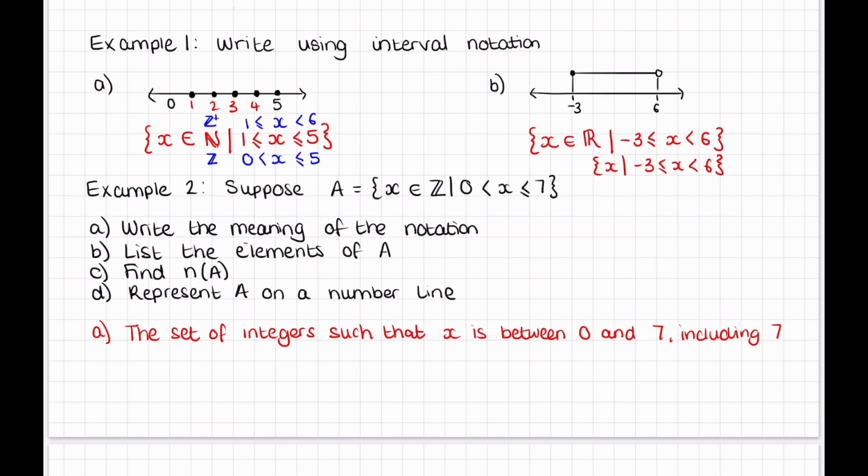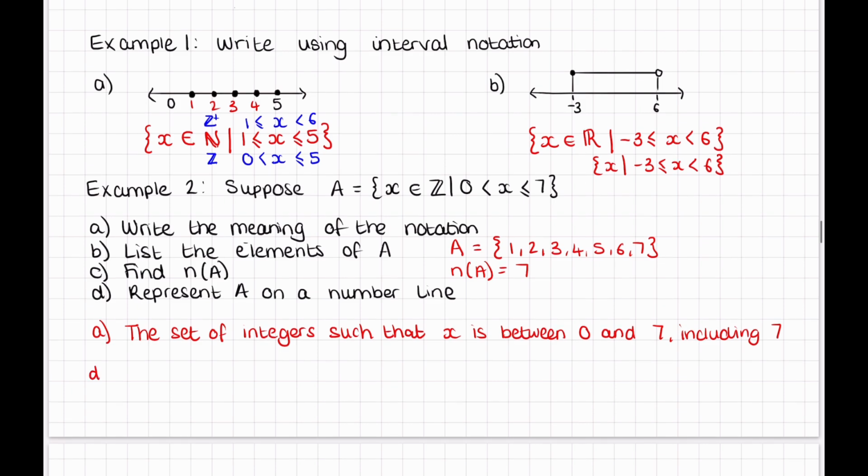Part B lists the elements of A. I'm just going to do this next to part B. So A would equal, what are the elements of A? Now it's between 0 and 7, including 7, but not 0. So it would start at 1. And we'd have 1, 2, 3, 4, 5, 6, and 7. Part C, find n(A). So how many do we have in A? Count the numbers up, and we have 7 numbers in there.